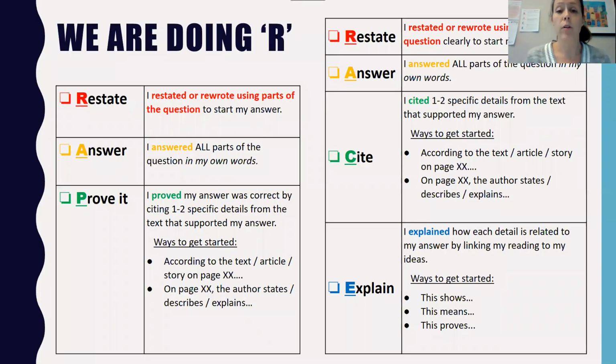Okay, so today we're focusing on the R part of wrap or race. That's when we are restating or rewriting parts of our question to start our answer.